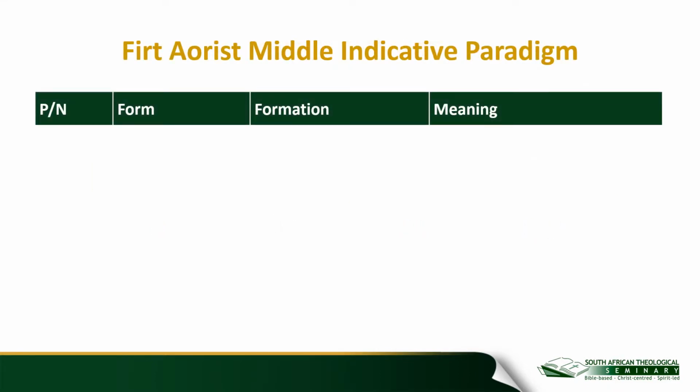Here is the paradigm for the first aorist middle indicative. The one singular, elisamen, is from the augment epsilon plus the tense stem li, plus the tense formative sa, plus the personal ending men. Elisamen, I loosed for myself.